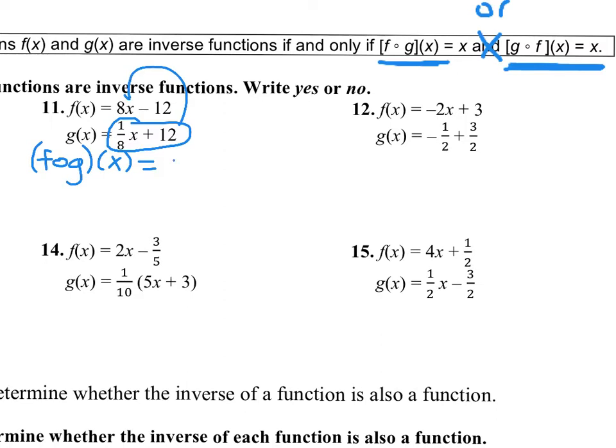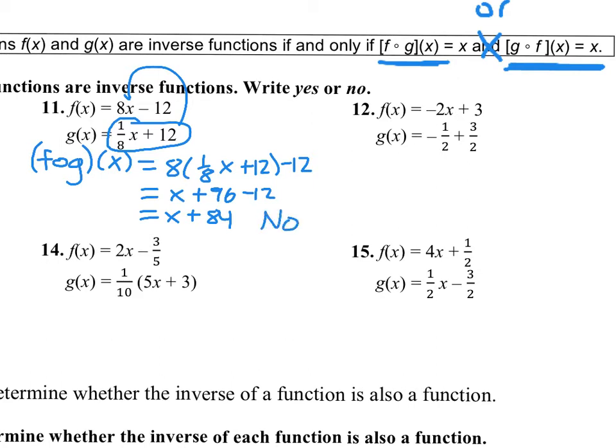So I have 8 times 1/8 x plus 12 minus 12. Distributing, we get x plus 8 times 12 is 96 minus 12. So you get x plus 84. We did not get a final answer of x, so we say no. F and g are not inverses in this case.